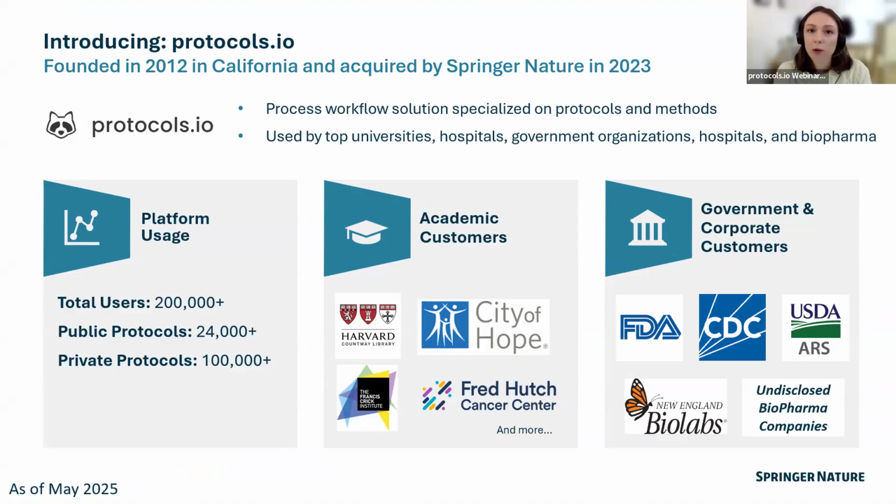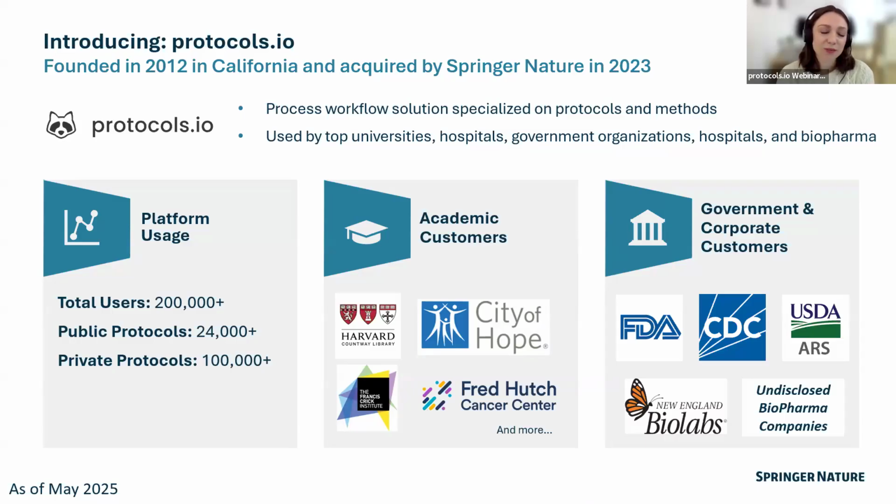So Protocols.io was actually originally a startup. It was founded in 2012 in California. And fast forward over 10 years later, it was then acquired by Springer Nature in 2023. So it's now a product within Springer Nature. And it's really a process workflow tool focused on protocols and methods. Part of that is that we are an open access repository for sharing methods and protocols.